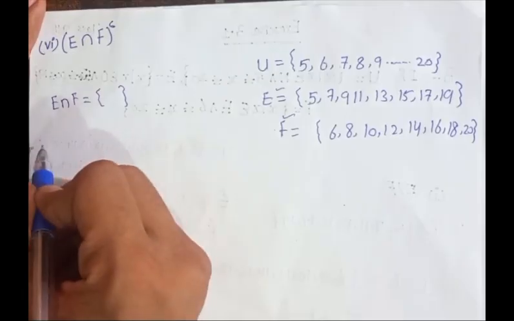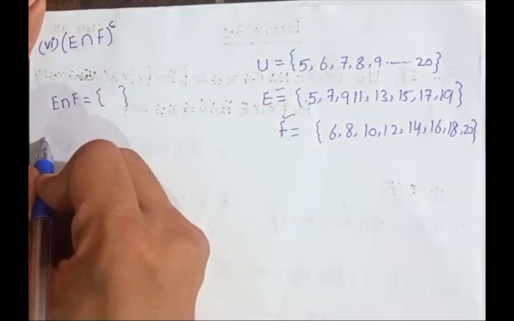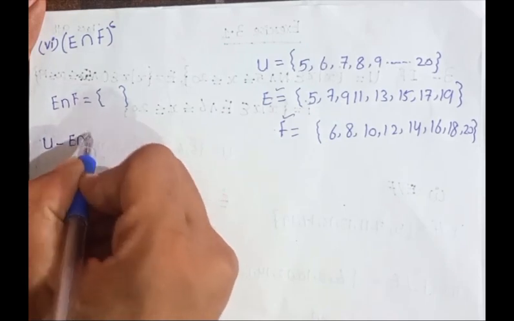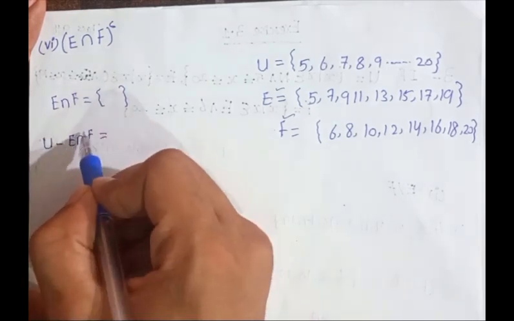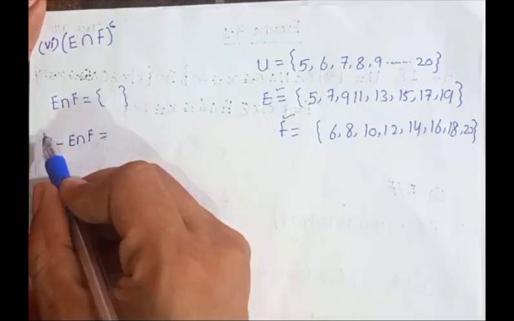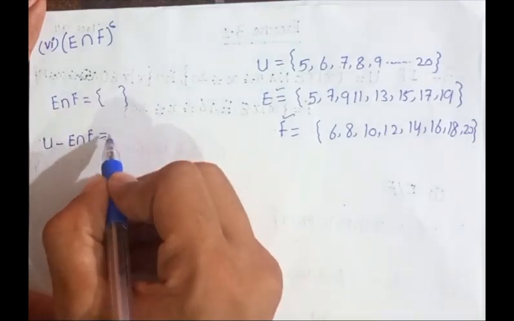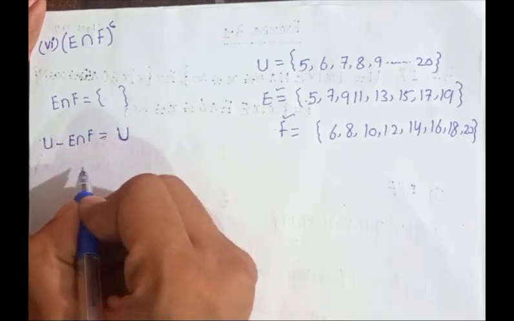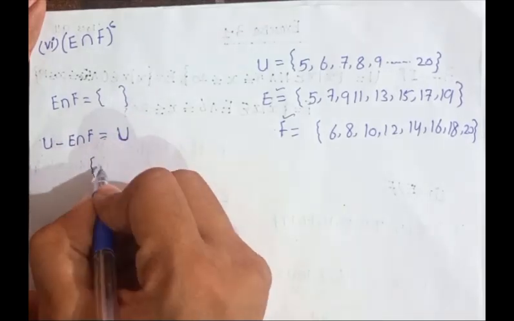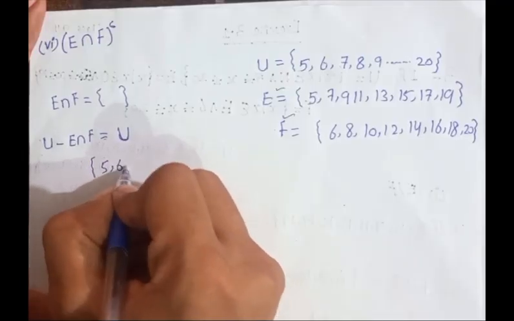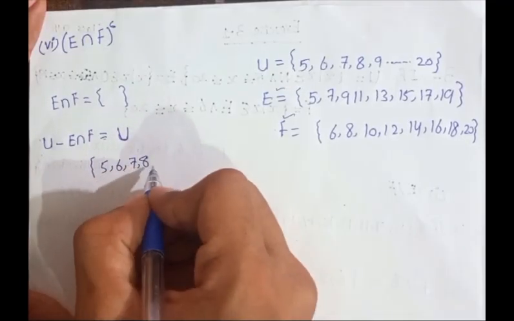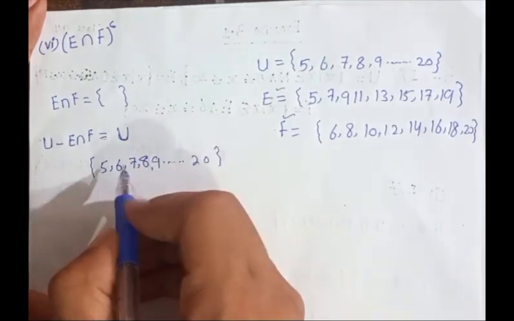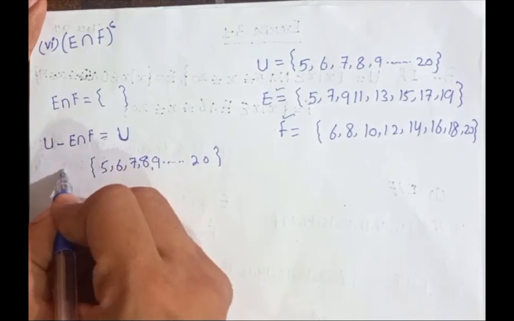Now, for the complement, I will use the universal set minus E intersection F. As you know, E intersection F is empty, so I will write only the elements of the universal set. I can also write U here, meaning universal set. That is 5, 6, 7, 8, 9 till 20, the set of natural numbers from 5 till 20.